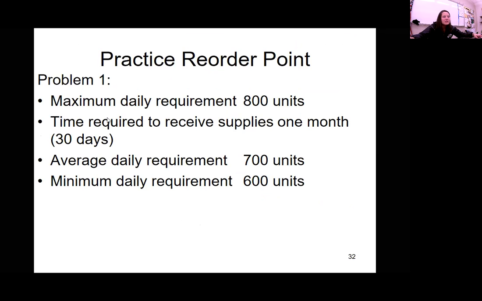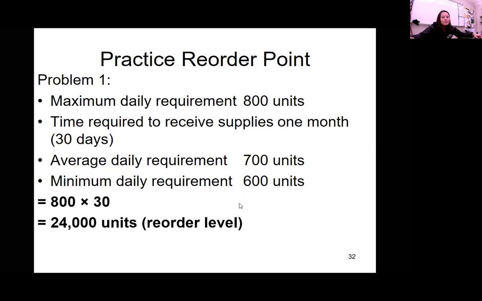All right, so let's do this practice one. Your maximum daily sales is 800 units, and the time for shipping is 30. So all you're going to do is multiply 800 times 30. So your reorder point is 24,000. So when you get down to 24,000, you're going to order some more. That's all it is.